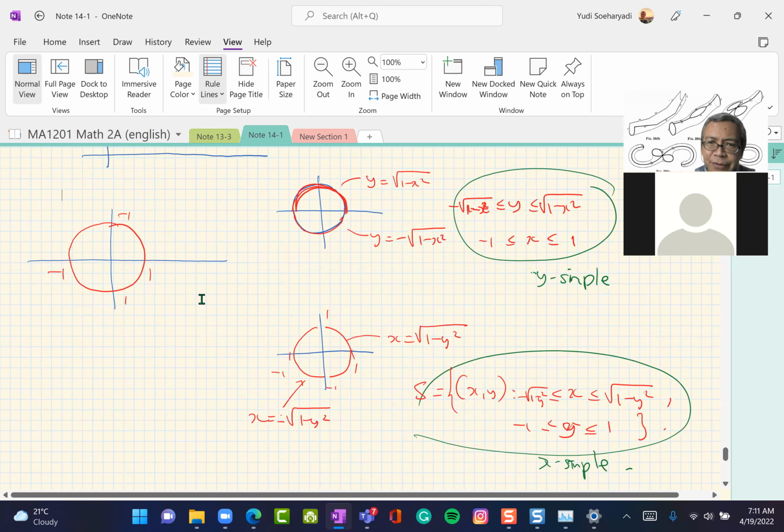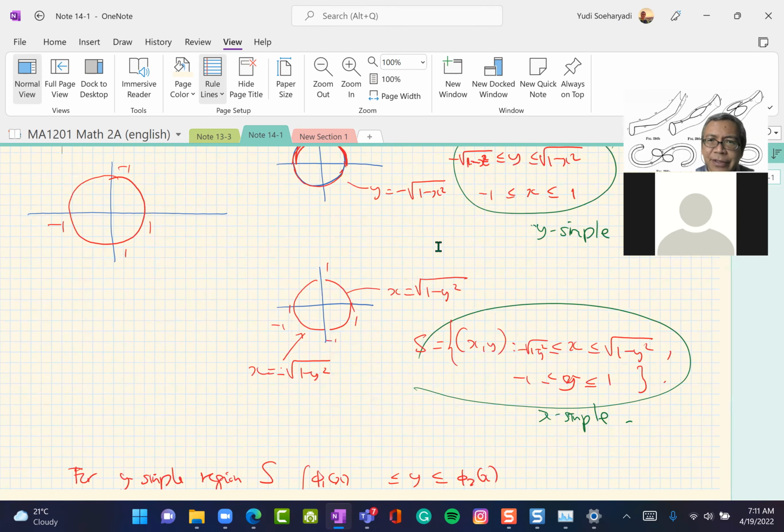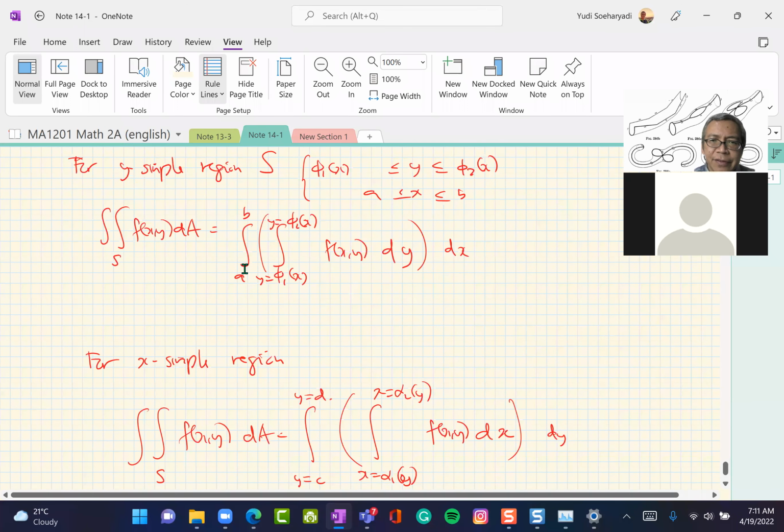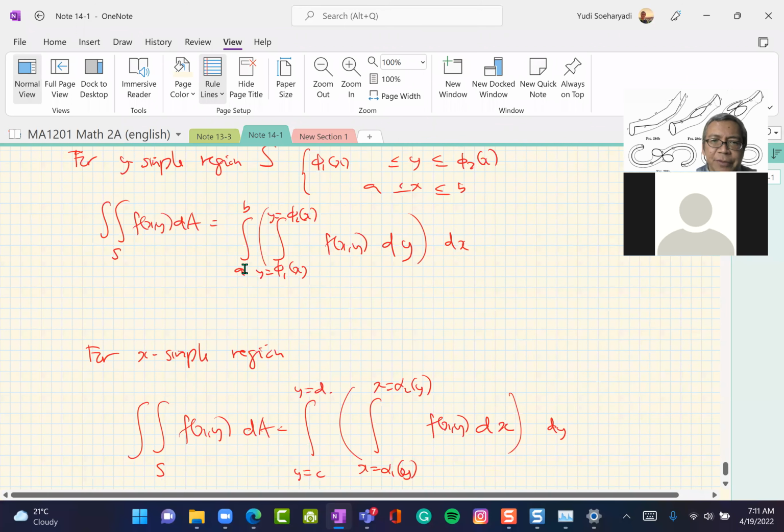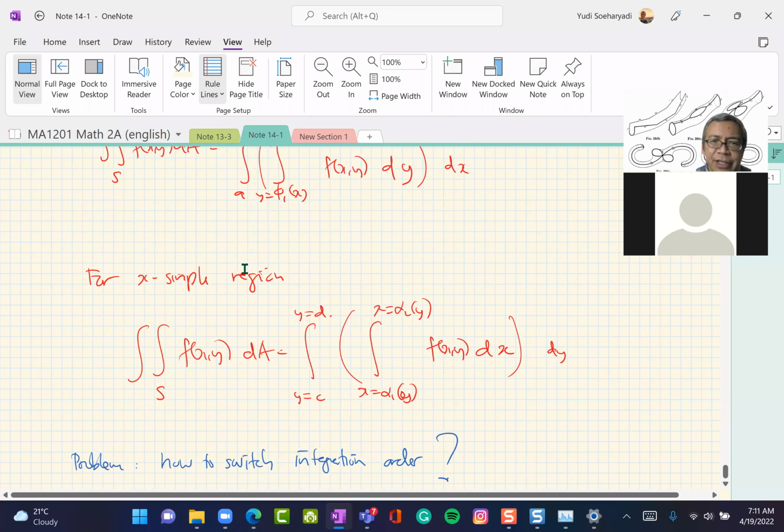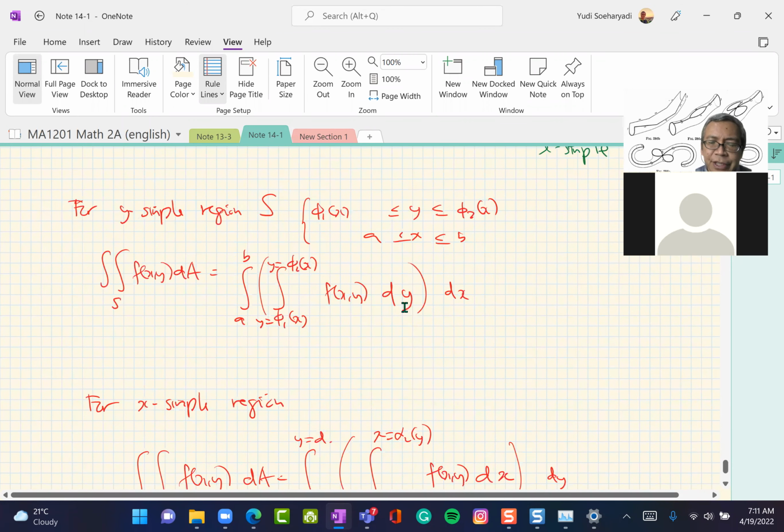Okay. So for example, this one's simple. So the integral now becomes something that looks like this one here, this one or this one, dy dx, and the inside integral has a bound in terms of a function of x.